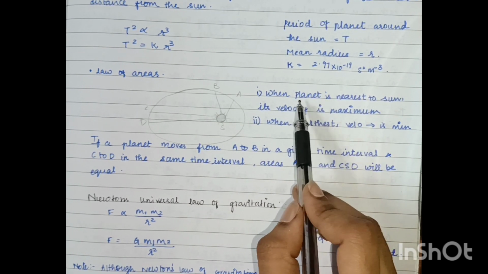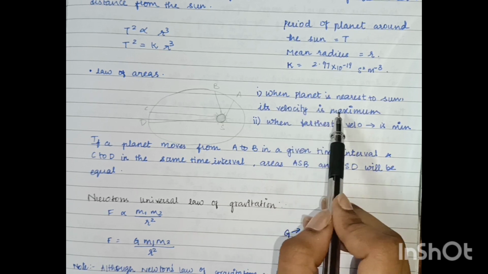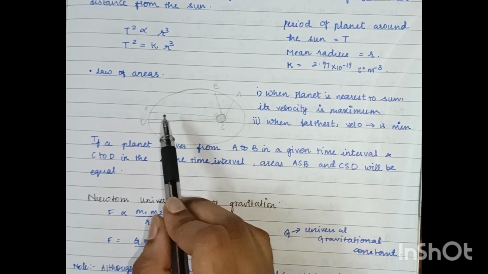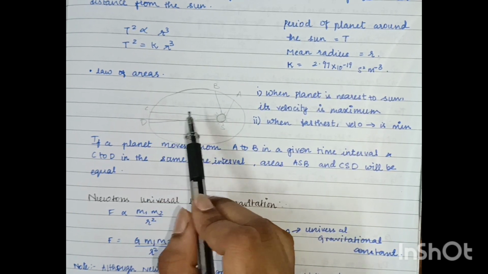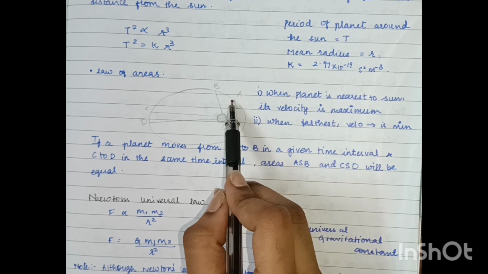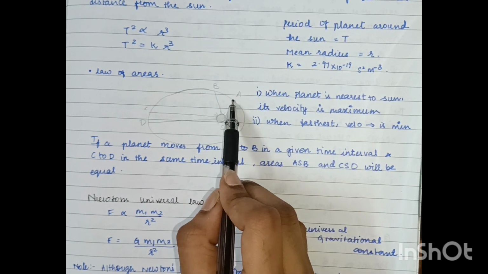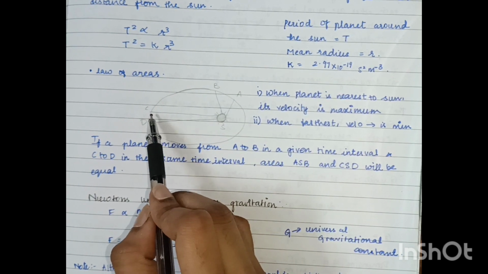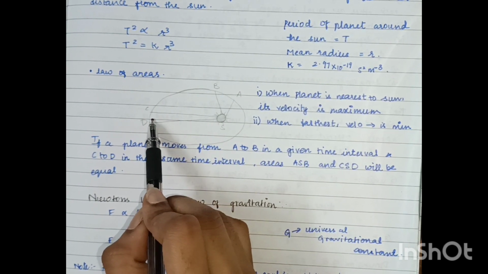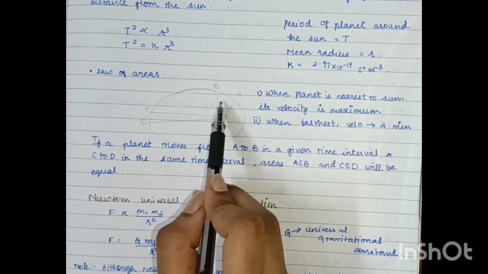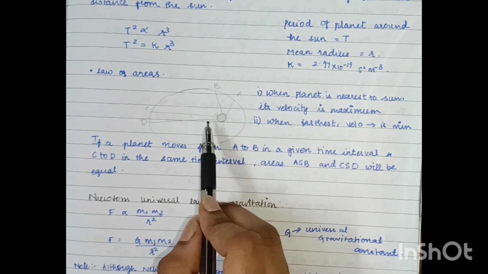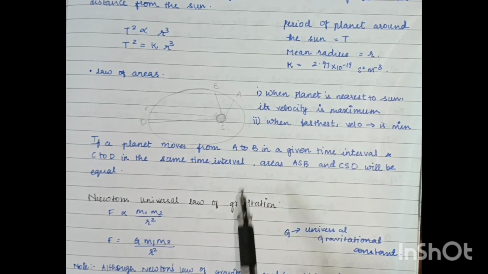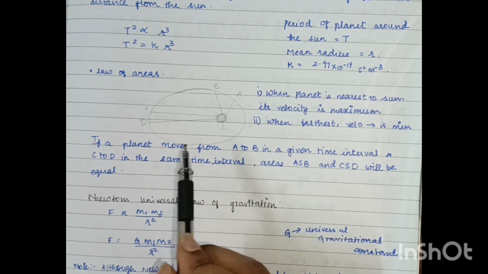So let us see this statement. When the planet is nearest to the sun, its velocity is maximum. So here its velocity will be maximum, and here its velocity will be minimum. Since its velocity is maximum, it is going to cover this much distance. If its velocity is minimum, it will cover only a small distance. But see, this distance is larger, so anyhow the area will be the same. So to make the area the same, when the planet is nearest to the sun, its velocity is maximum. When it is farthest, its velocity is minimum.